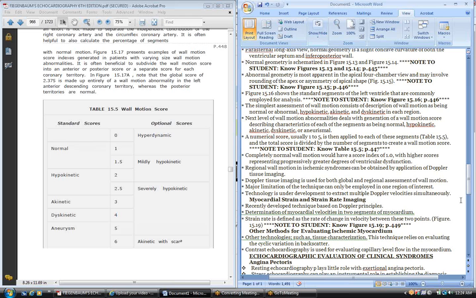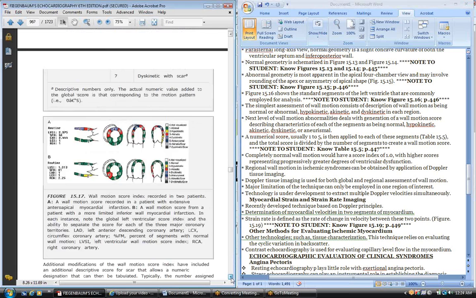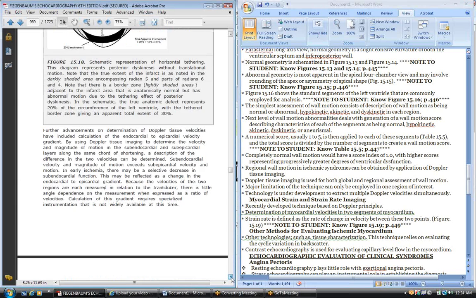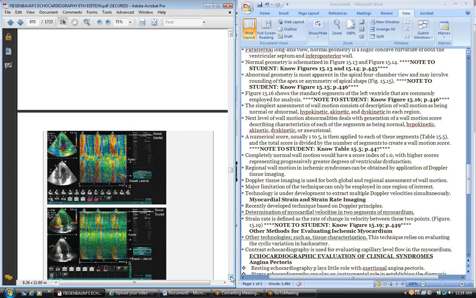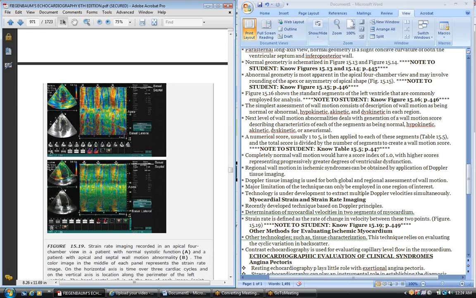It's a recently developed technique based on Doppler principles. Not many people in the field are using this at this point. It's the determination of myocardial velocities in 2 segments of the myocardium. Strain rate is defined as the rate of change in velocity between these 2 points. Look at figure 15-19, just to make you aware of it. You won't be tested on strain rate, but this is strain rate, and it shows different images. You're picking different spots on the myocardium and actually getting a segment of flow showing how the wall is moving.